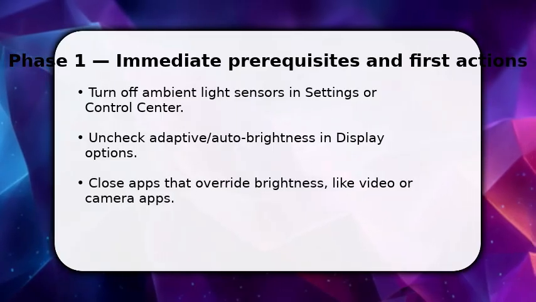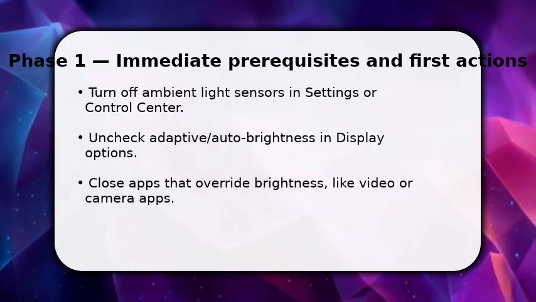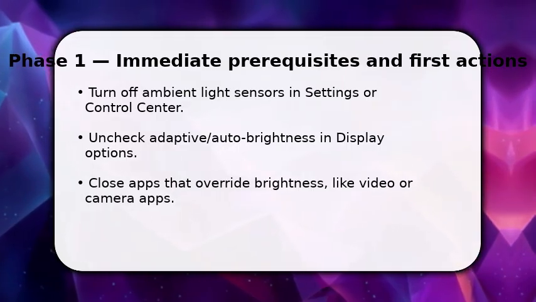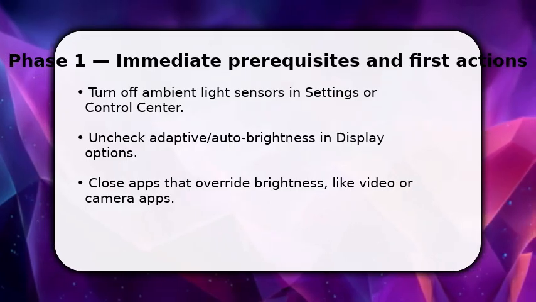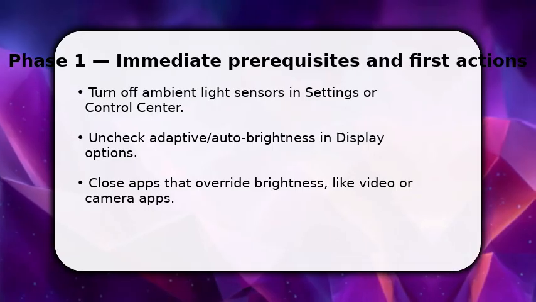You start by removing the automatic controls that fight you. First, go to Settings and turn off ambient light or auto brightness. This prevents sensor-driven jumps. Once done, check any manufacturer extras, smart display, night modes, or battery savers, and disable them so they don't reapply changes.